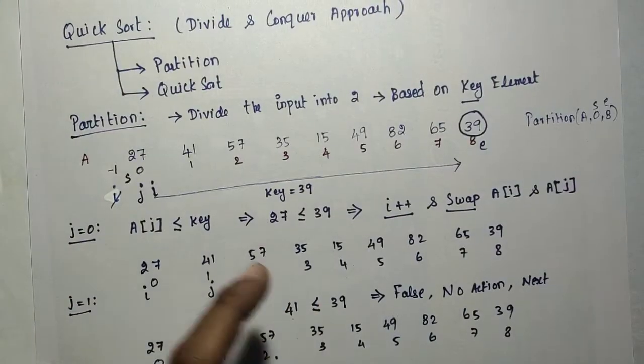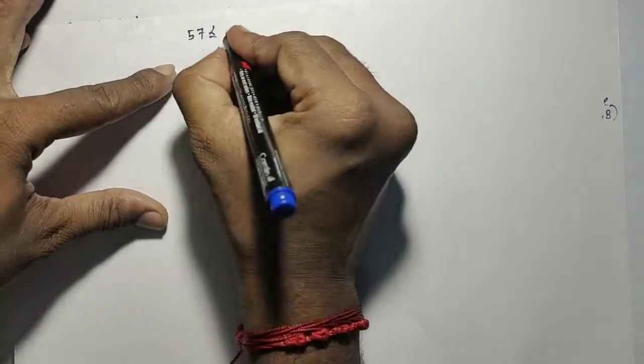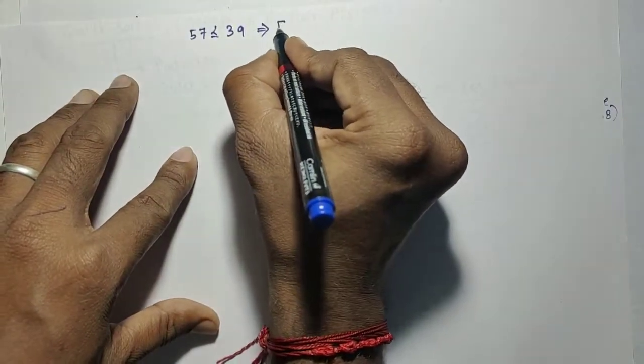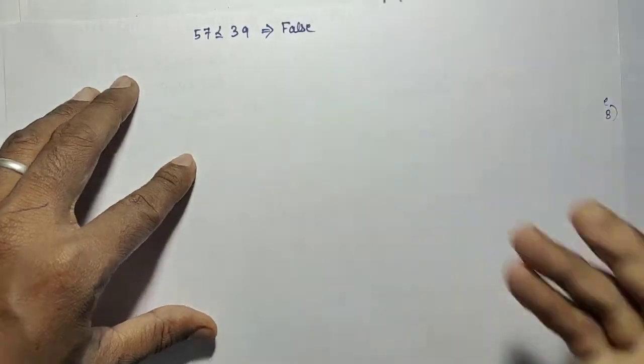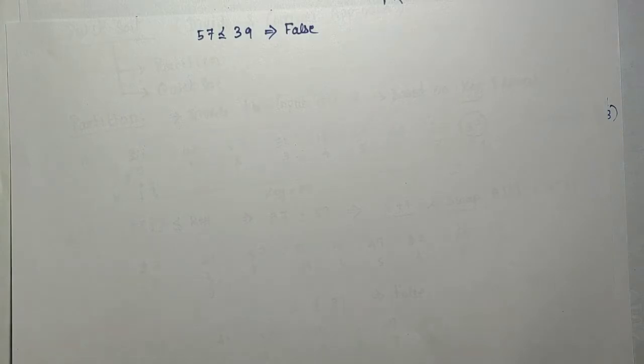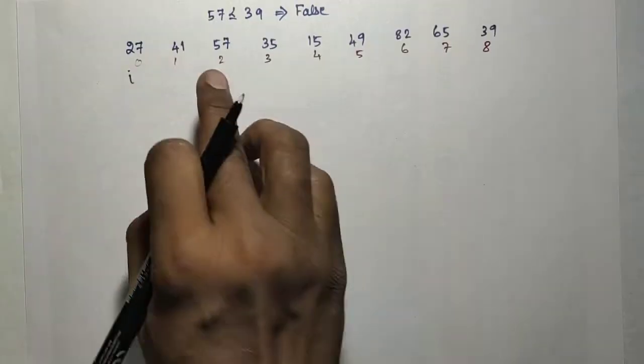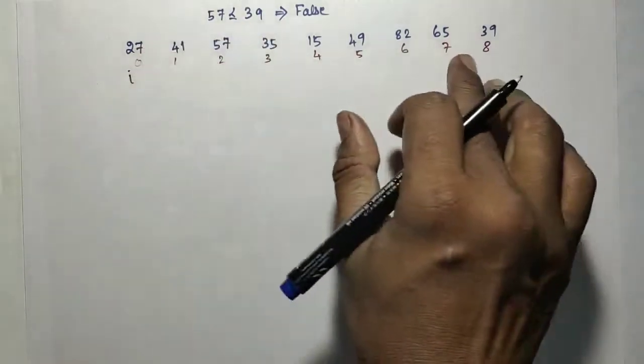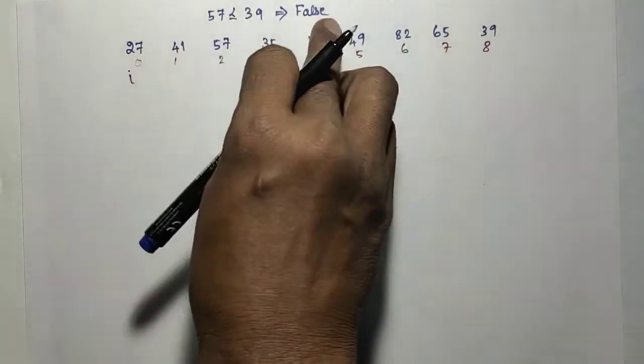57 less than or equal to the key element. The key element is always 39. So that condition is false. So there is no need to do anything. j will be moved for the next iteration. No changes in the content of that array. Because the condition is false, j will be moved to the next one.